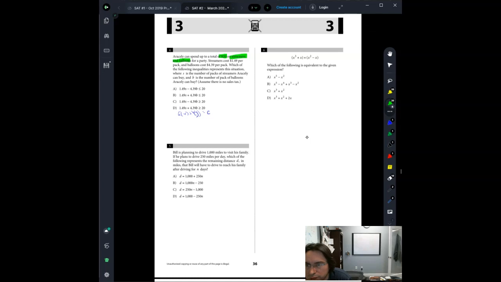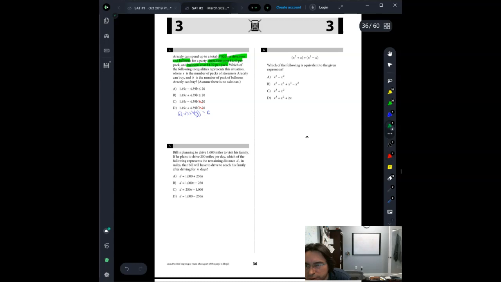Streamers cost $1.49 a pack. Balloons cost $4.39 a pack. Which of the following inequalities represents the situation? Well, we know she can't spend any more than $20, right? So that's less than 20. That is greater than 20. So C and D are gone for that reason.